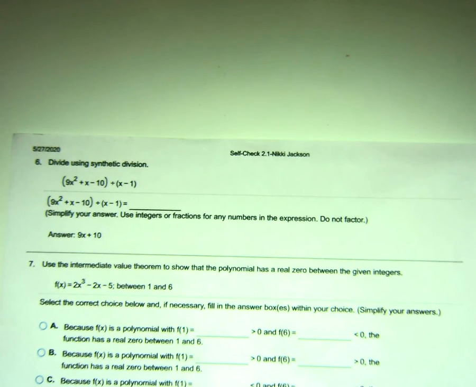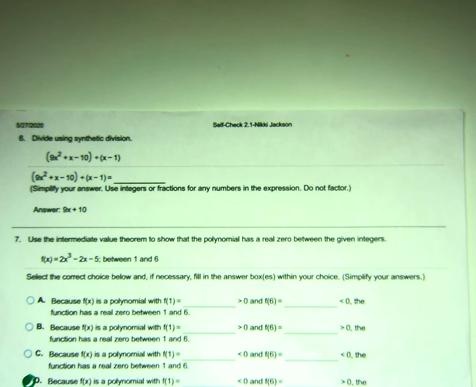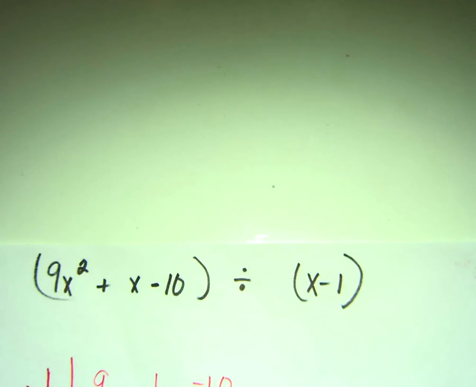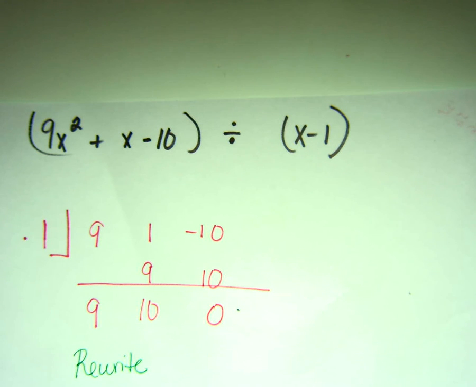FYI, you may notice that these are examples coming directly from your self-check. So for this particular example, it wants you to use synthetic division to simplify the equation. So let's do so. So here we go. We know that we're using synthetic division. So we're going to have 1, and your coefficients are 9, 1, and negative 10. Bring down your 9. And now let's do the simplification. 1 times 9 is 9. So 1 plus 9 is 10. 1 times 10 is positive 10. Combine it. You have no remainder.